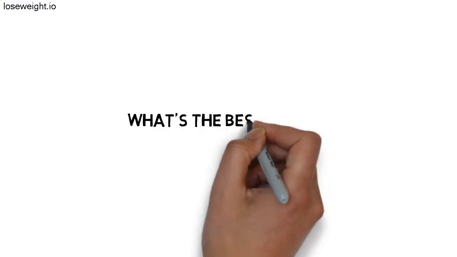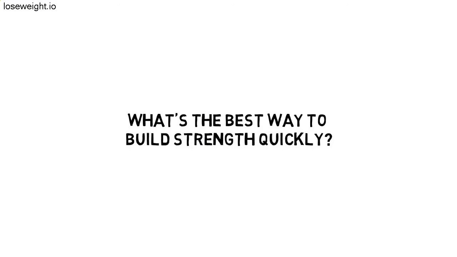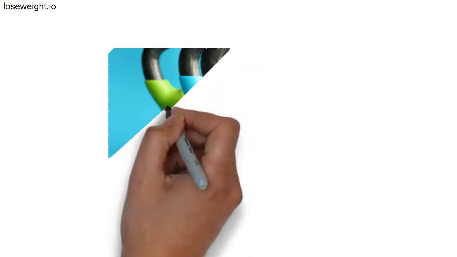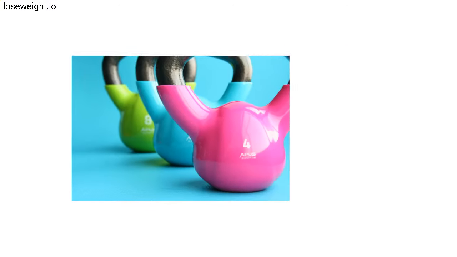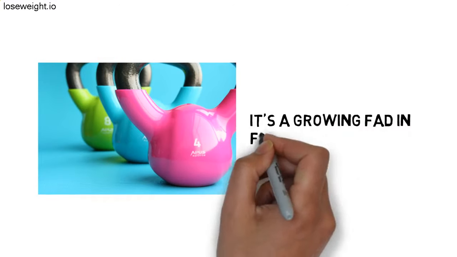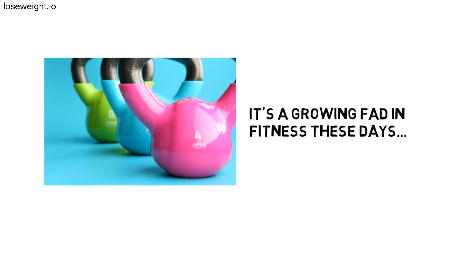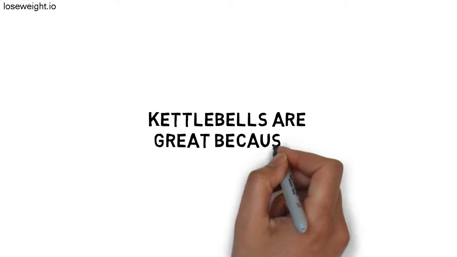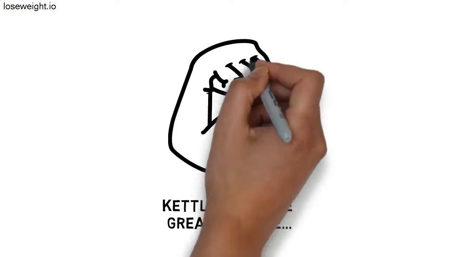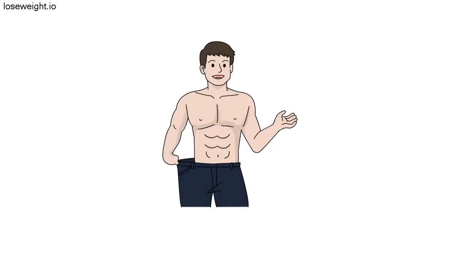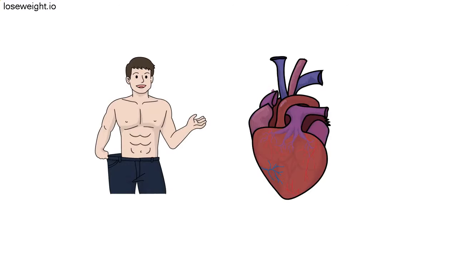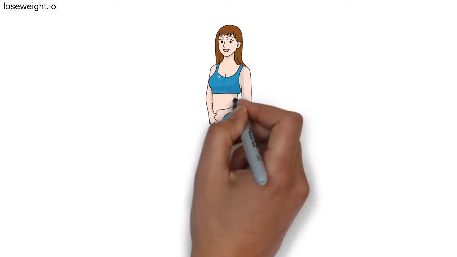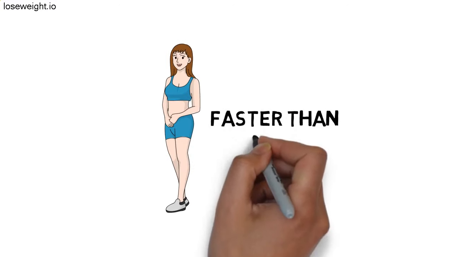So, what's the best way to build strength quickly? The right way? The answer is kettlebell training. You may have heard about kettlebells before. In fact, it's a growing fad in fitness these days, although it dates back to the 1700s. Kettlebells are great because they focus on the most important muscles to building real strength, which leads to improved fitness, better health, fast results, and ultimately will get you in the best shape of your life faster than ever.